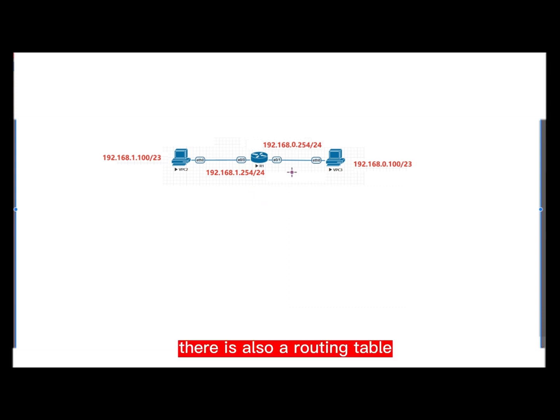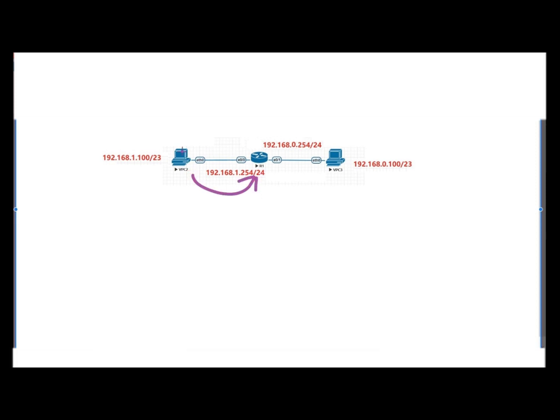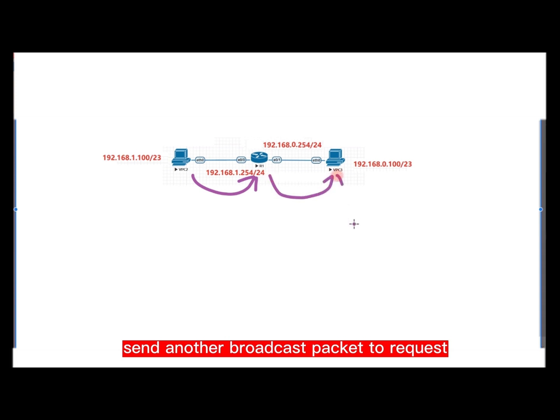Here is a direct route. There is also a routing table. There is this representation in the routing table, which proves that the router can reach. PC2 now sends a message to the router. It doesn't matter. Although this broadcast packet can't get through, the router can help PC2 send another broadcast packet to request. This broadcast packet can't pass because of the isolation of broadcast traffic by the hardware.